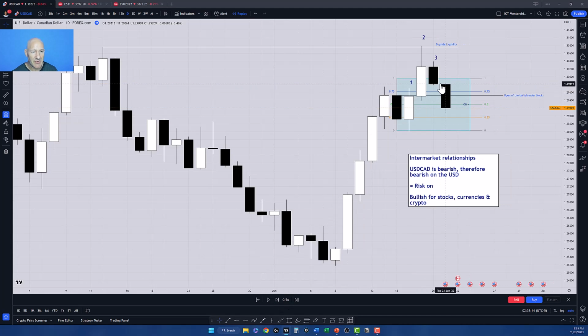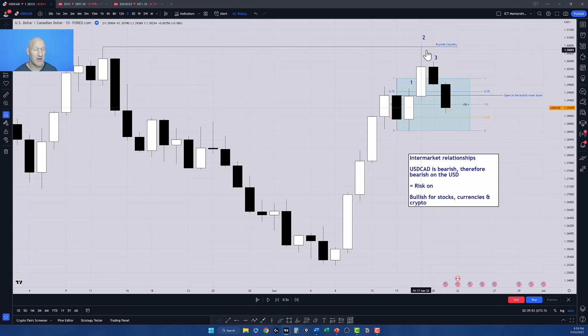And you can see this is pretty much exactly what we get. So we get an expansion lower, which is what we'd expect after this swing high was painted and after the liquidity was taken, and we've traded down into that mean threshold of that order block. So that's what we'd be anticipating based on that behavior that we've seen before that. So we'll go a little bit deeper now into a trade that we could be potentially taking in the US dollar CAD.